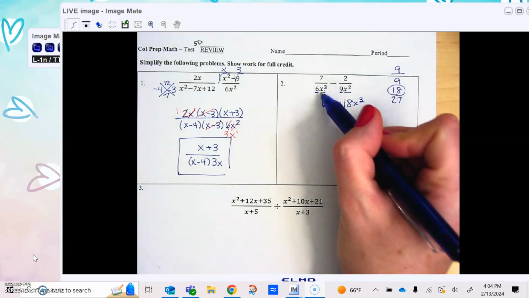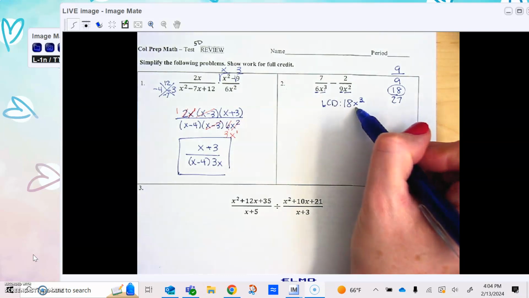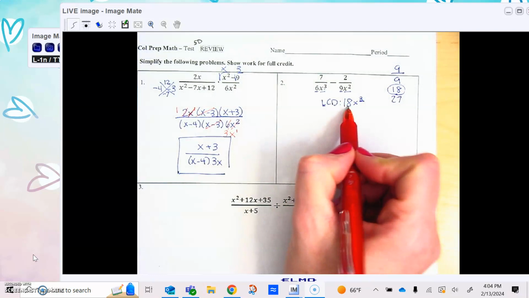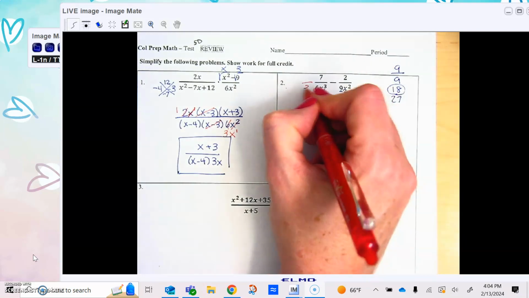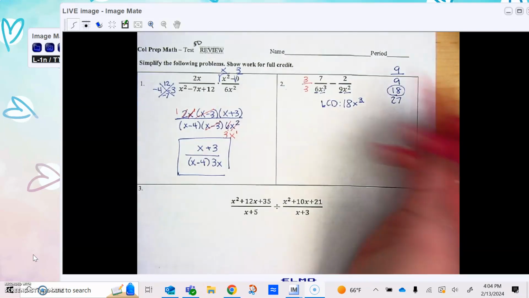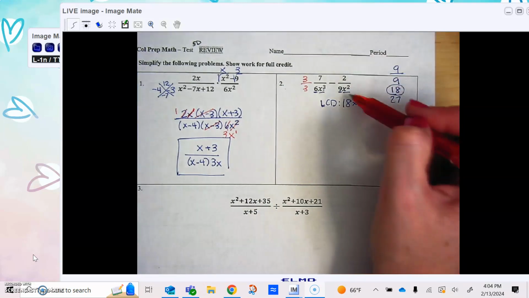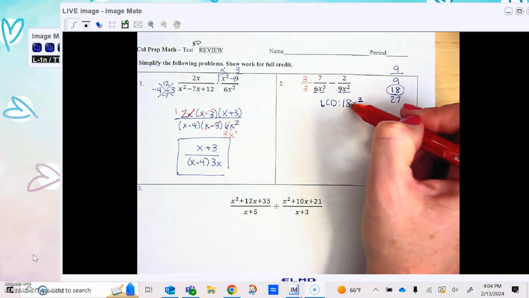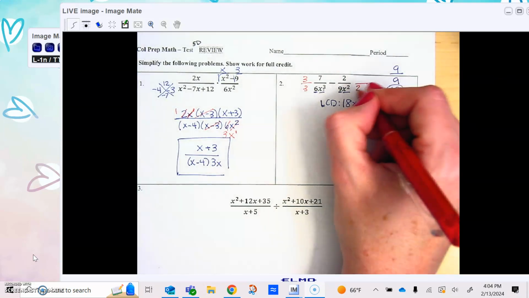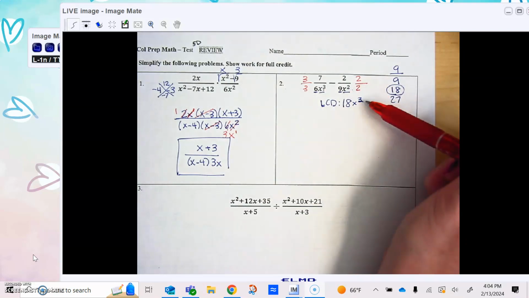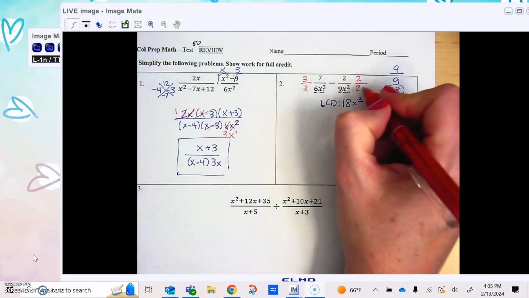So now we need to rewrite these so they match this one. So in the first denominator, 6 times 3 will make me have 18. Do that to top and bottom. And it already has the x cubed, so we don't have to change that. In the second one, 9 times 2 will give me 18. So multiply by 2, top and bottom. And then it has 2 x's, and I need one more. So I'm going to multiply by x to the 1.